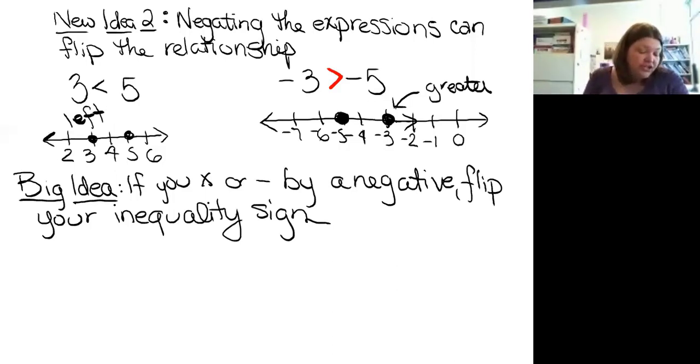Now that I understand this, let's go ahead and do some of the trickiest examples you might see on your GED with solving inequalities. Did everybody get this page down? Yes. Okay.